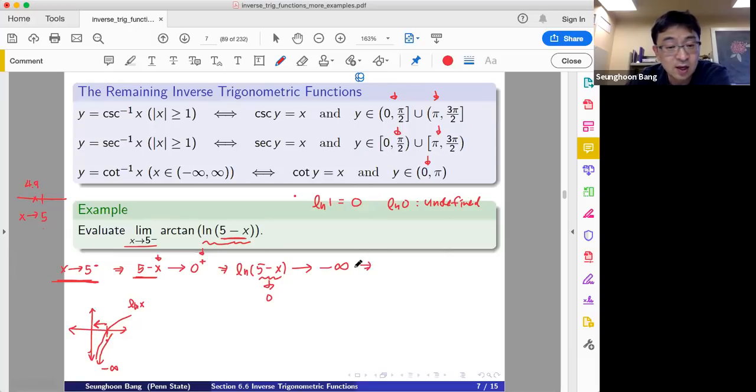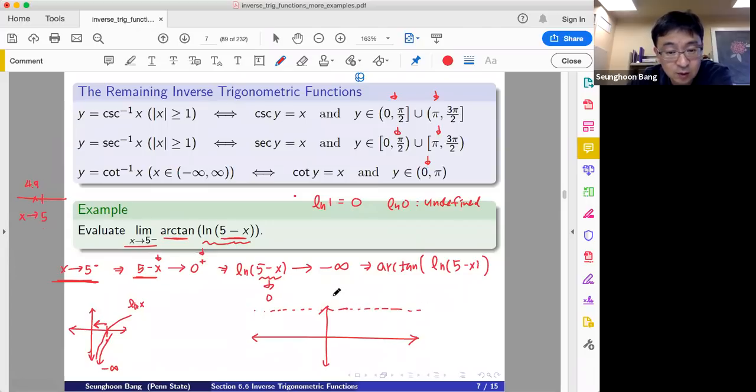The next step is the last one, arctangent: arctangent of ln of 5 minus x. So we can draw the graph of arctangent. The graph of arctangent is like this. You can draw the horizontal asymptote pi over 2. You can draw negative pi over 2. This is arctangent.